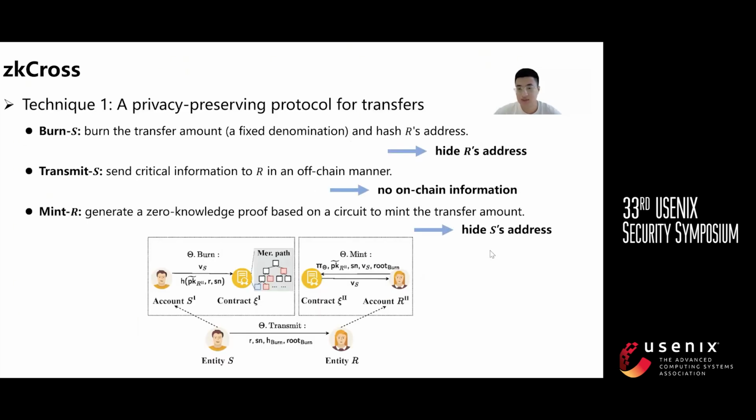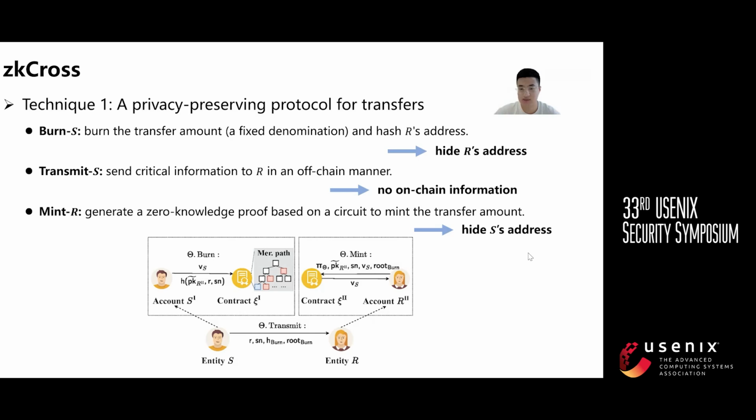The first technique is a privacy-preserving protocol for cross-chain transfers. The entire protocol is divided into 3 steps. First, a user S adds a point amount on the blockchain. To protect privacy, this amount is a fixed denomination. Moreover, we hide user R's address by hashing it. In the second step, S sends some parameters to R for verifying the validity of the first step. This process is executed off-chain.